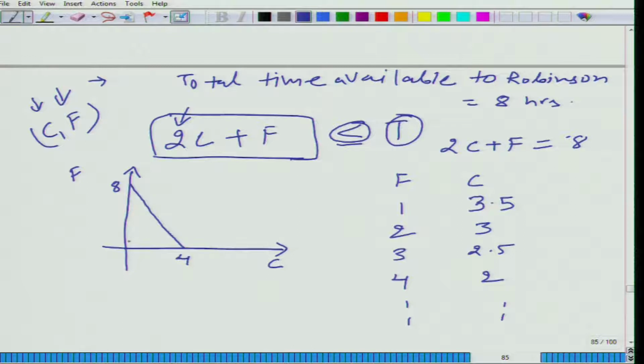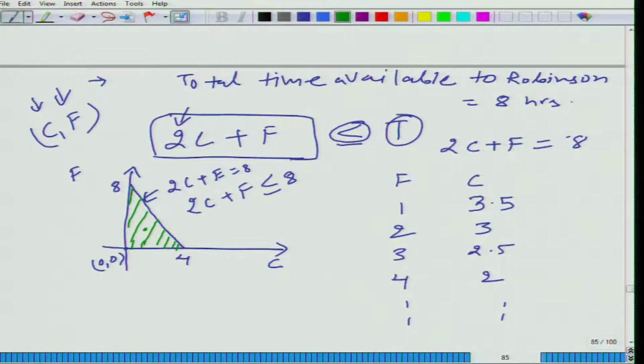How about a point here? Let us say this point 0 comma 0, is it affordable? It is affordable if we again bring the less than sign. So, if we are talking about 2C plus F is equal to 8, then we get the straight line, and when we talk about 2C plus F less than or equal to 8, then we get this straight line and also this triangular area, and any bundle inside this triangle or on this triangle is affordable.